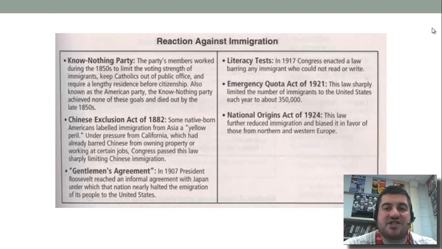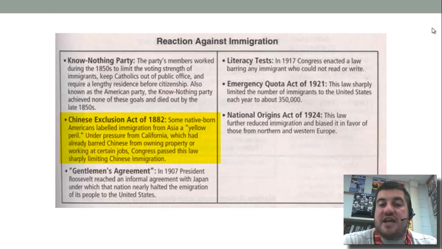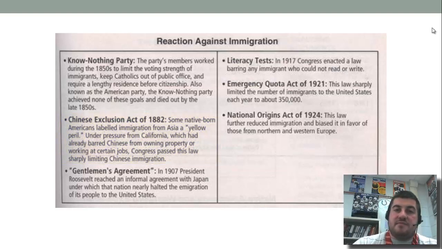Here are some other reactions against immigrants. We've already talked about the Know Nothing Party. The Chinese Exclusion Act, which we'll talk about in a second: Congress passed this law limiting Chinese immigration after some native-born nativists labeled immigration from Asia a, quote, yellow peril. In California, they had already barred Chinese from owning property or working at certain jobs. And now this will limit the amount of immigration that can come from China.